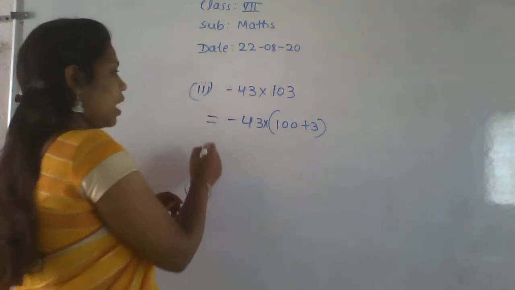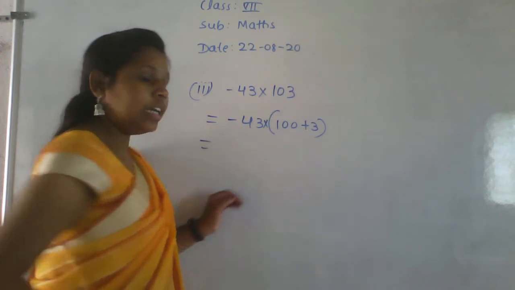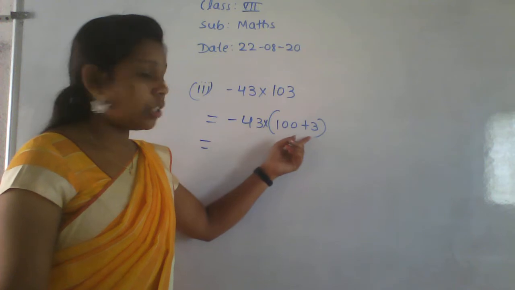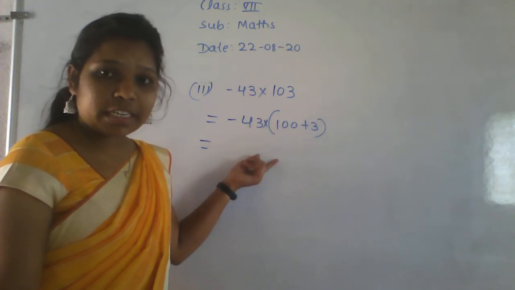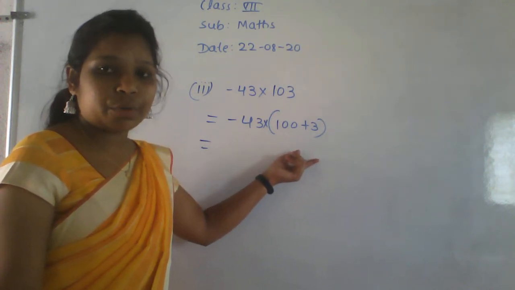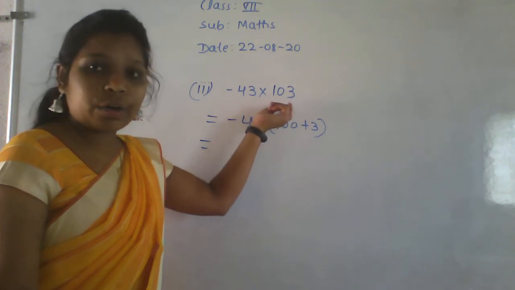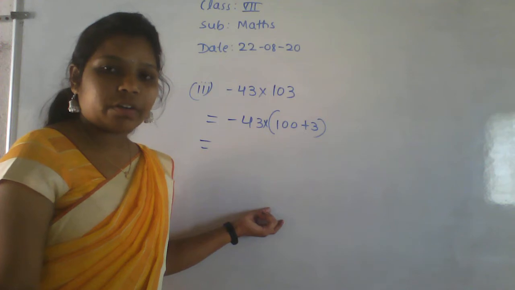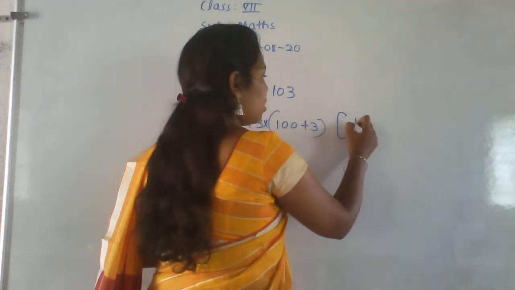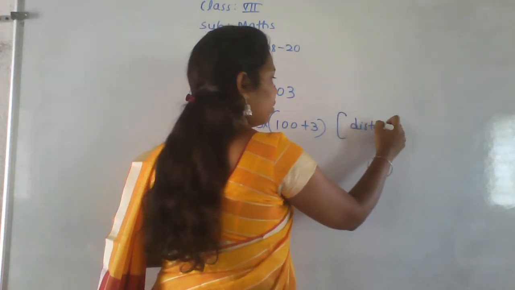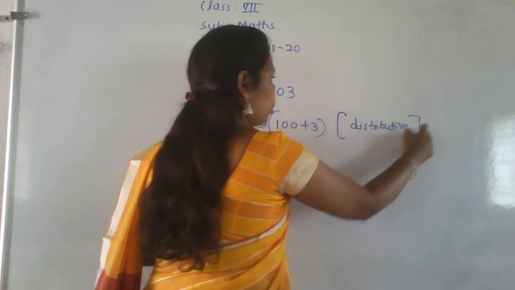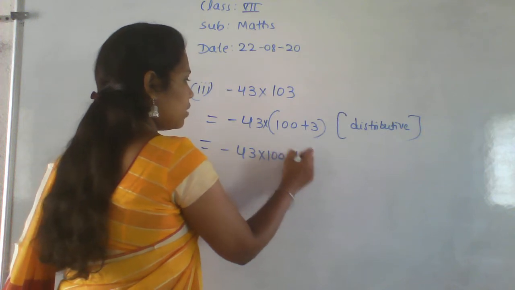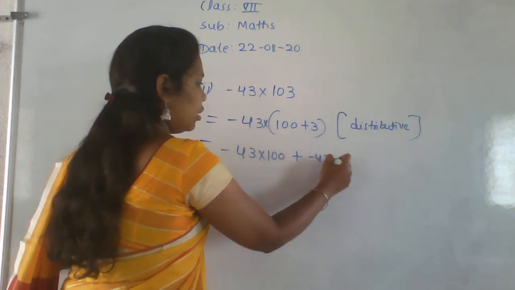So again here multiply 43. Which property is it? Distributive property of multiplication over addition I am doing here. You can split up 103 as 100 plus 3. Then it will be easy to multiply. Okay. So it is nothing but the distributive property right here. So now multiply minus 43 into 100 plus again minus 43 into 3.